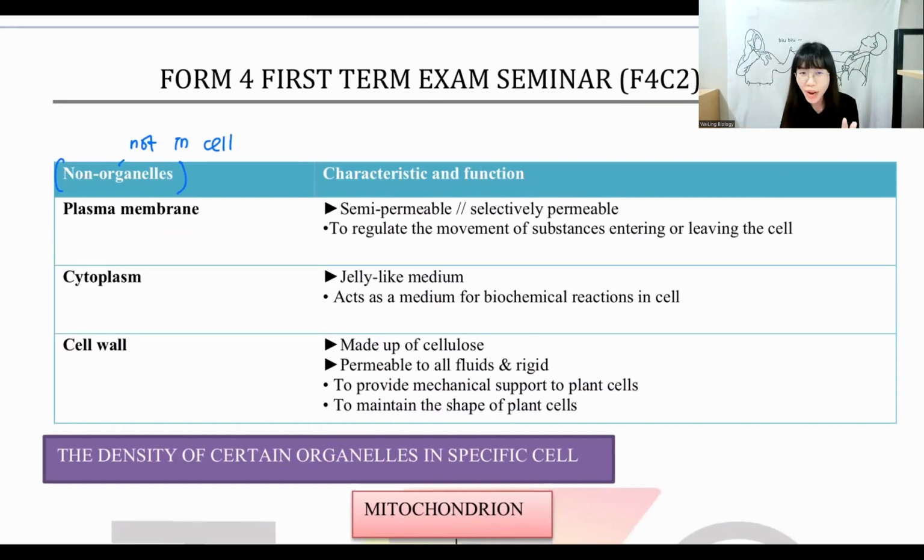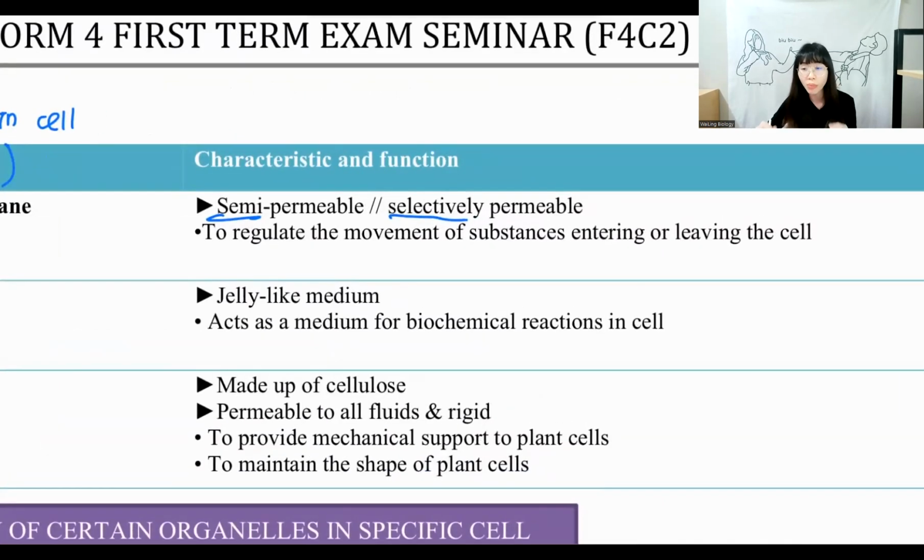Okay. Plasma membrane has a characteristic. There's only one characteristic of plasma membrane: semi-permeable or selectively permeable. What does semi-permeable mean? It means that it only allows certain substances to pass through. If you don't want to write semi-permeable, you can write selectively permeable. There's one more word that you can write: partially permeable. Whichever you prefer. You want to write semi-permeable also can. Selectively permeable also can. If you want to be more precise about your answer, they only allow certain substances, to regulate the movement of certain substances.